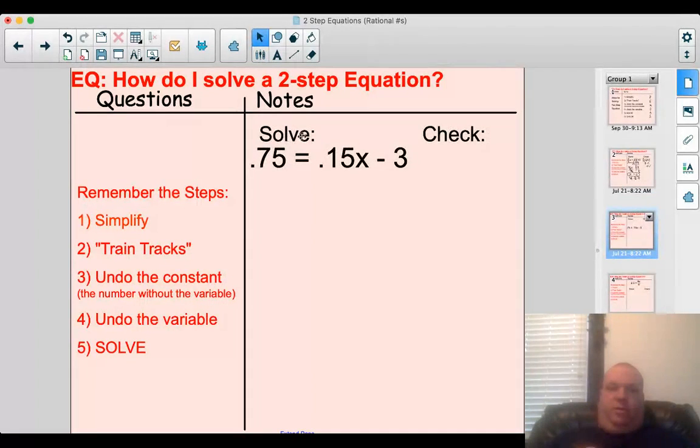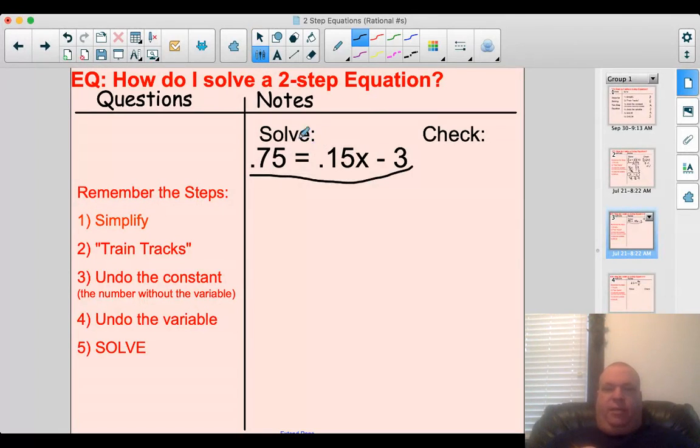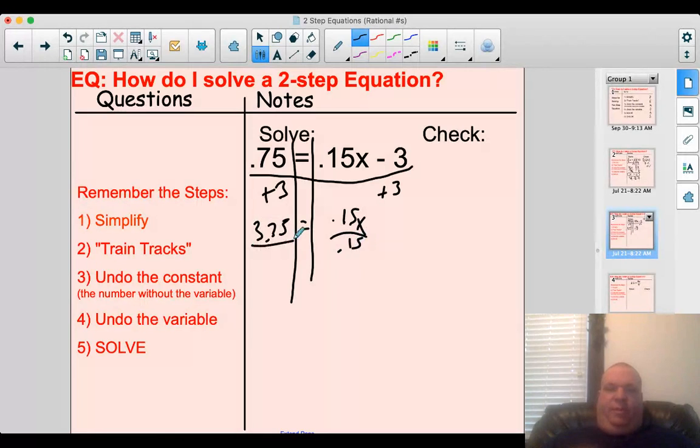So simplifying, there are no like terms to combine, no distributing to do, so I go right to my train tracks. Again, if I knew what x was, I'd multiply it, then subtract. So to work backwards, I've got to get rid of the subtracting by adding. That gives me 0.15x equals 3.75. And I've got to get rid of that 0.15 by dividing by 0.15.